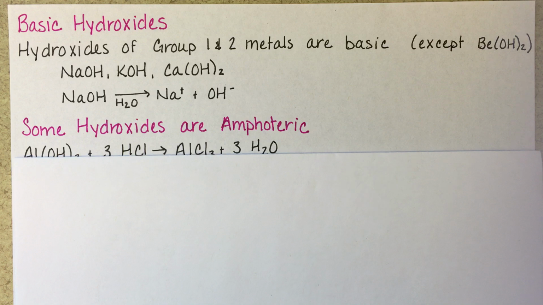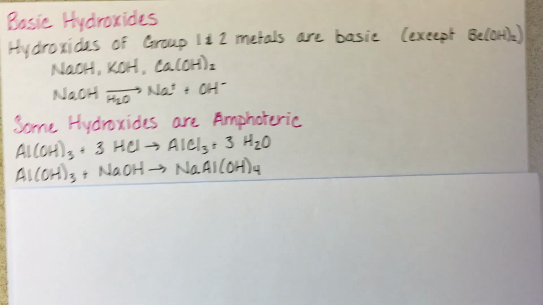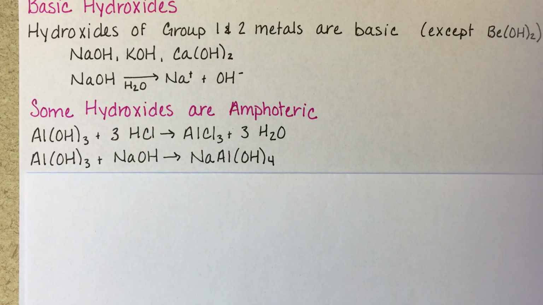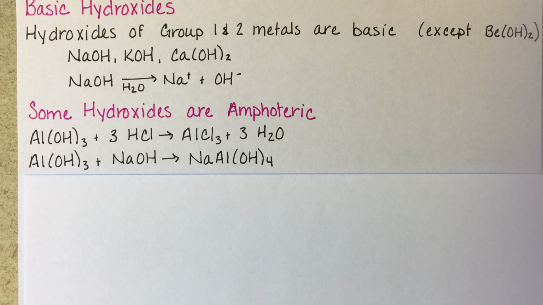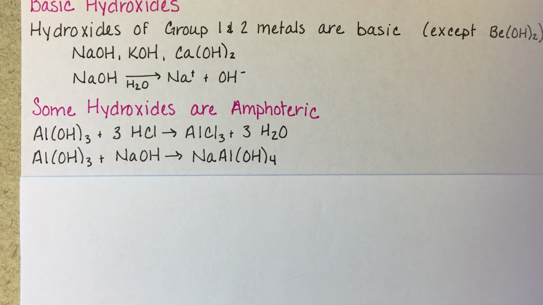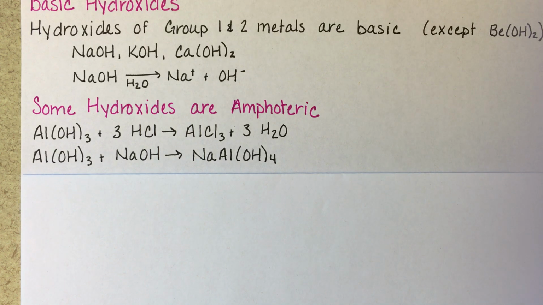Some hydroxides are amphoteric. This means that they will react with either an acid or a base. And again, there's only one example that I want you to be familiar with, and it is aluminum hydroxide.